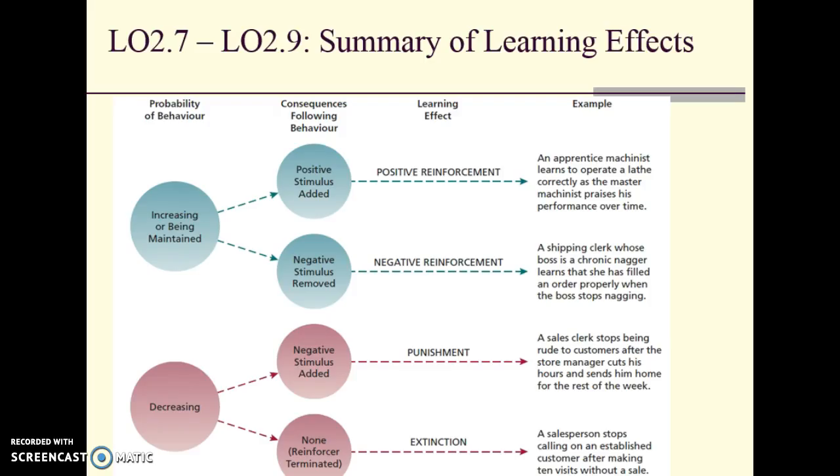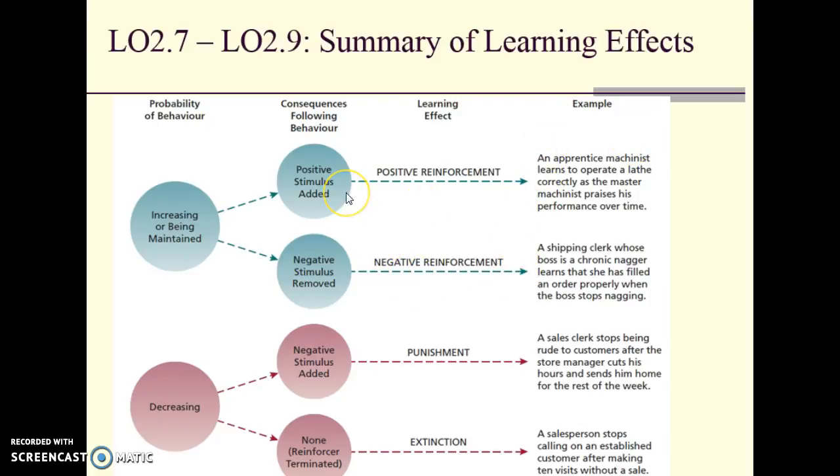Here we have the summary of learning effects. We have the probability of behavior increasing or being maintained, or decreasing. For increasing or being maintained, we have two ways: positive reinforcement or negative reinforcement. We add a positive stimulus in positive reinforcement. A negative stimulus is removed in negative reinforcement.